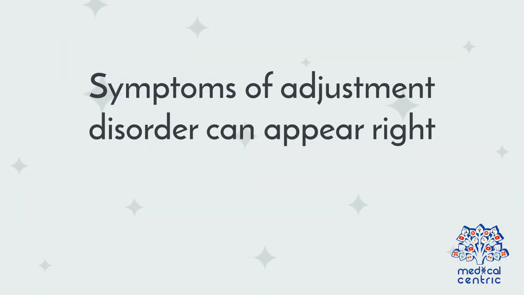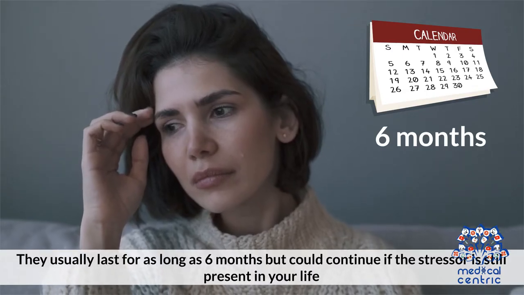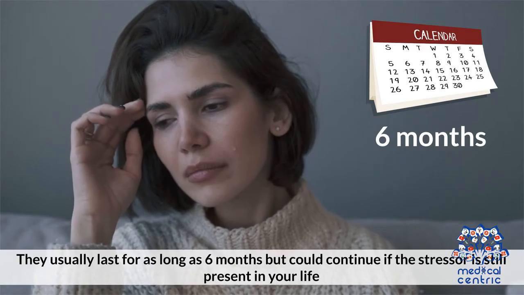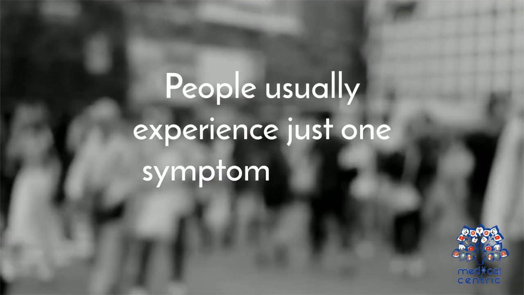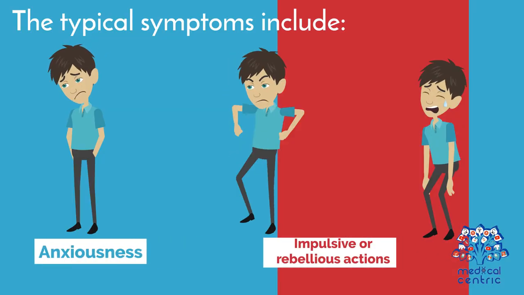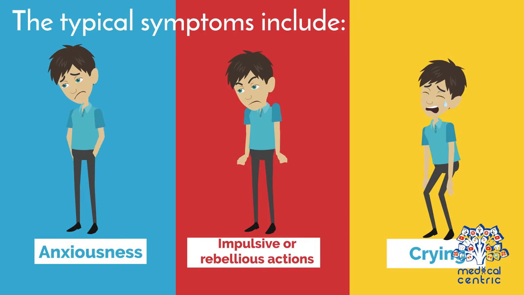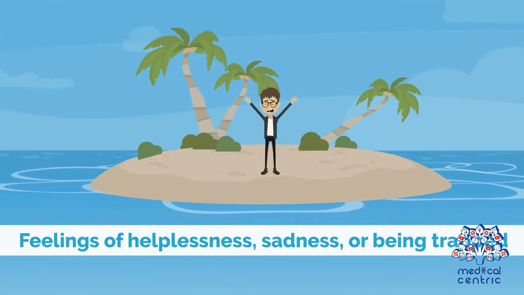Symptoms. Symptoms of adjustment disorder can appear right after you experience a stressful event. They usually last for as long as 6 months, but could continue if the stressor is still present in your life. People usually experience just one symptom, but can experience many more. The typical symptoms include: 1. Anxiousness. 2. Impulsive or rebellious actions. 3. Crying. 4. Feelings of helplessness, sadness, or being trapped.